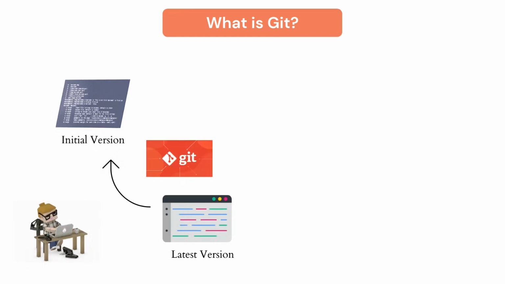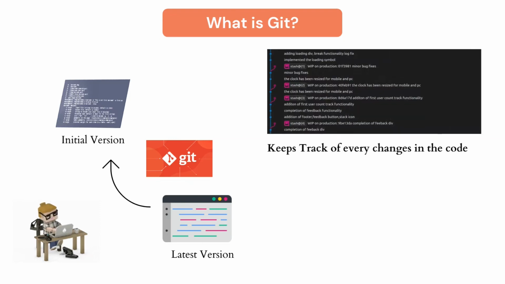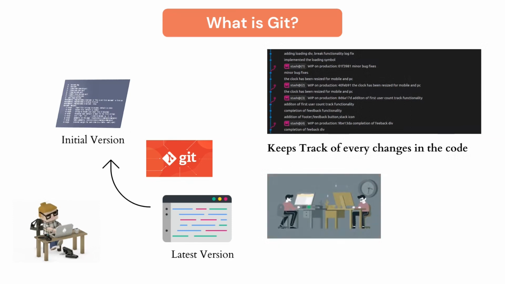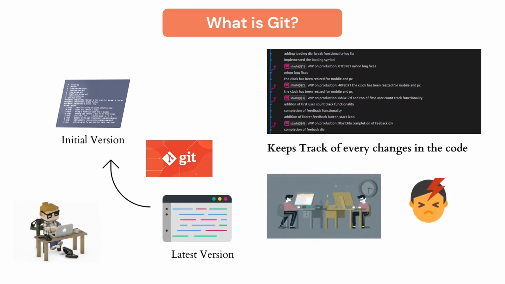Basically, Git is the most popular version control system. It keeps track of every change in my code. Without Git, I need to manually store every change of my code and retrieve it when needed. It's a lot of headache. Git simplifies everything for us. Now, let us see the history of Git. I hope it will be interesting.